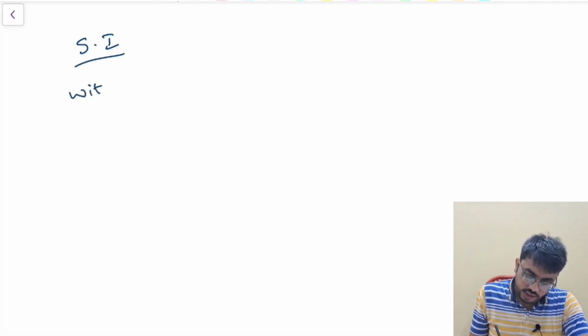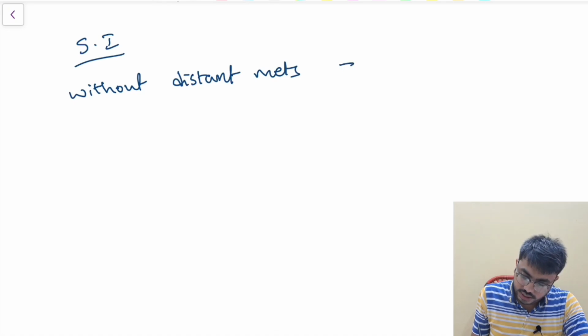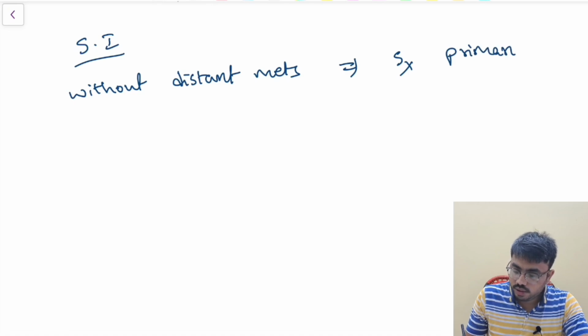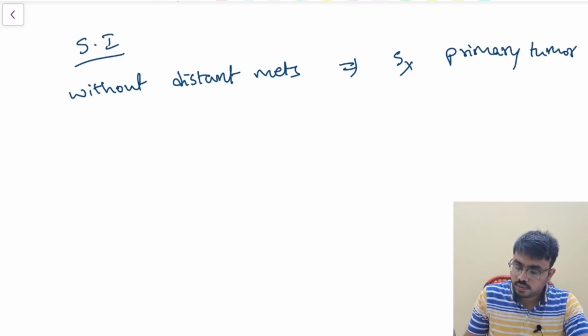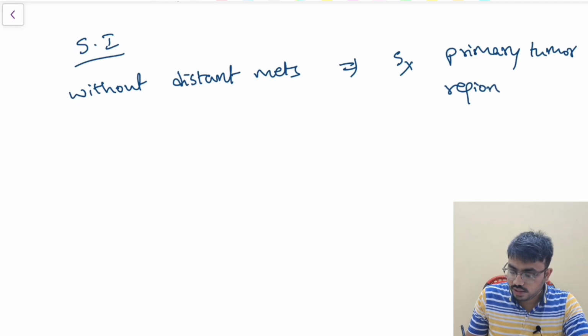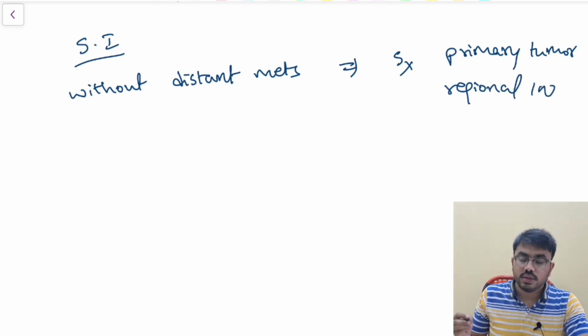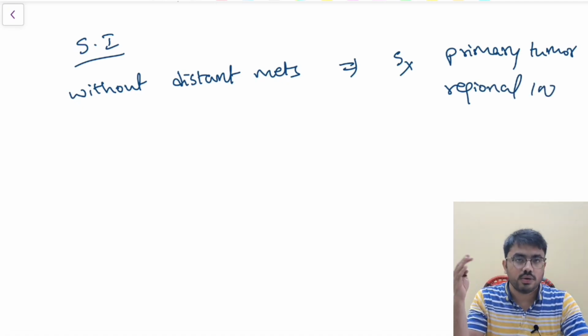If at all there is no distant metastasis, what to do? I can perform a surgery so that I can remove the primary tumor, and I have to remove the regional lymph nodes also. Okay, the moment there is no metastasis, I have to perform surgery. In surgery, what I have to do? I have to remove the primary tumor and I have to do regional lymph node dissection as well.